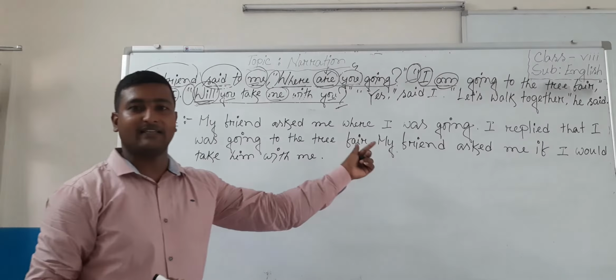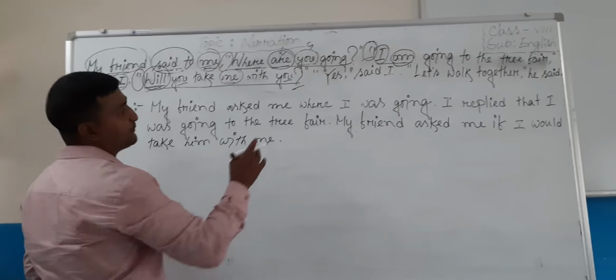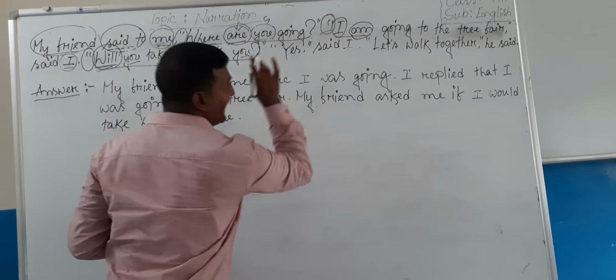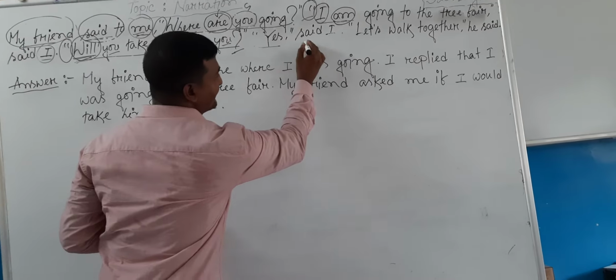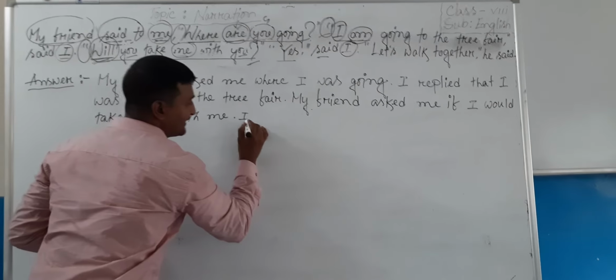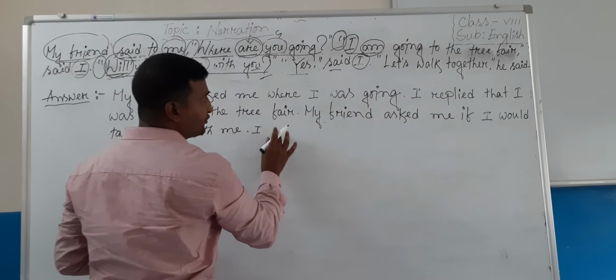Have you understood this sentence? I think you have understood. Then the next sentence: "Yes," said I. Who said yes? Said I. So we have to write down the subject first, I. Then we have to use a verb.